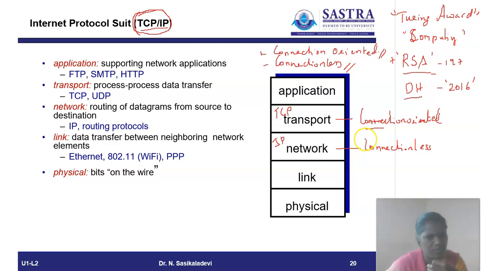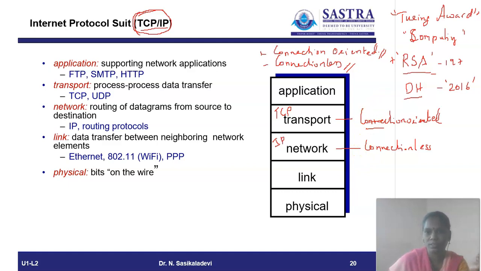Initially it seems tough to understand, because ultimately we are doing networking. The packet should move from source to destination, but you are saying that in one layer it is connection oriented, and in another layer connectionless. What it really means, I will tell you. The success of the internet is only because of the combination of these two: connection oriented end to end communication and connectionless network communication.